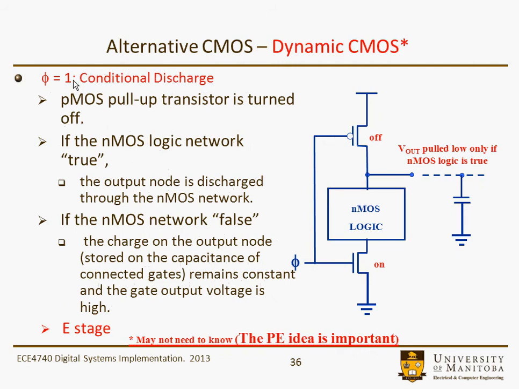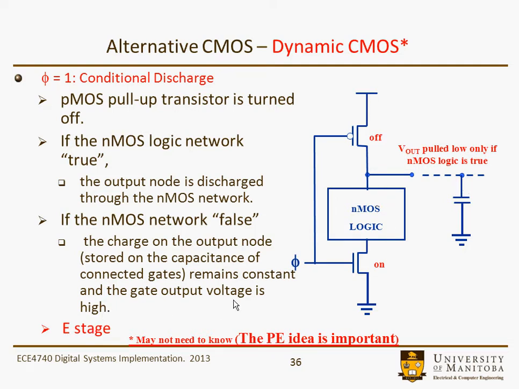And then what happens during the conditional discharge? Well, this P-type transistor, since phi is equal to 1, is off, right? And basically we would just have this little section down here to worry about with this N-type transistor on. So whatever the NMOS logic happens to be will conditionally discharge that output capacitor. If this NMOS logic gives a conducting path from the output to ground, it'll discharge the capacitor. If there's not a conducting path to ground, it won't discharge that capacitor. And that's known as the evaluate stage.